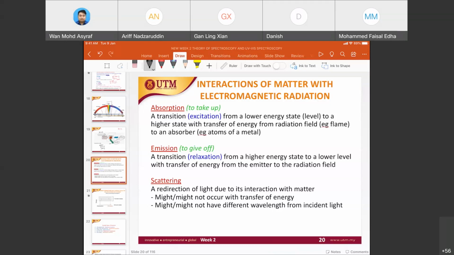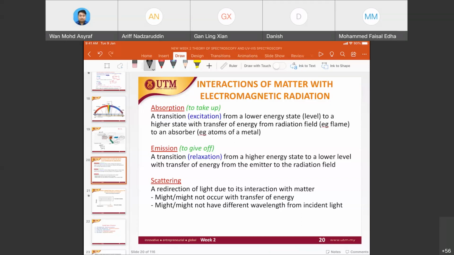Sekarang basically we want to know on the definition of each of the interactions. Okay, so first of all, absorption. Absorption ni adalah a transition. Okay, sekarang ni kalau you boleh faham in terms of saya tunjuk dari segi gambar rajah lah macam ni.